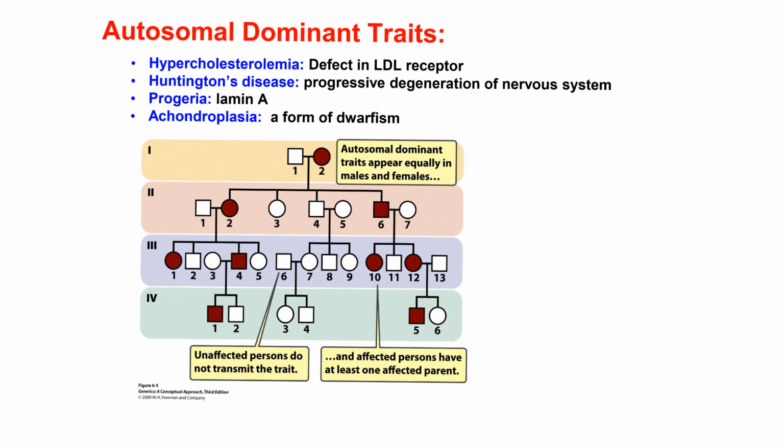Similarly to autosomal recessive traits, autosomal dominant traits appear equally in males and females. However, they do not skip generations. Usually they do not skip generations, and an affected person always has at least one affected parent. In this case, in the second generation, there is an affected daughter and an affected son, and both got this dominant allele from their mother.